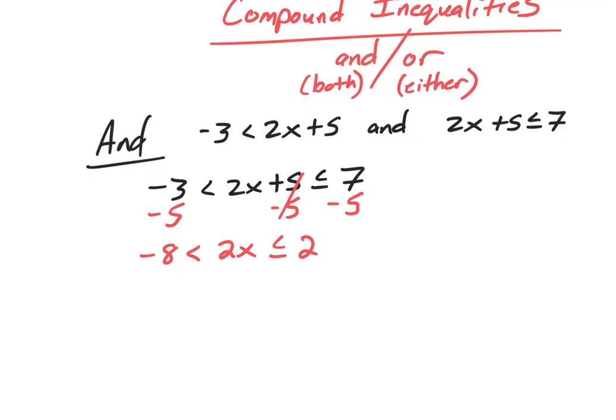Still don't have x by itself quite yet, so we got one more step we got to do. We got to divide by 2. And then that would be our compound inequality. And we know that we're done because x is all by itself. Okay, so that's the solution, but then we need to talk about how we're going to express this on a number line and then how we're going to put it into interval notation.